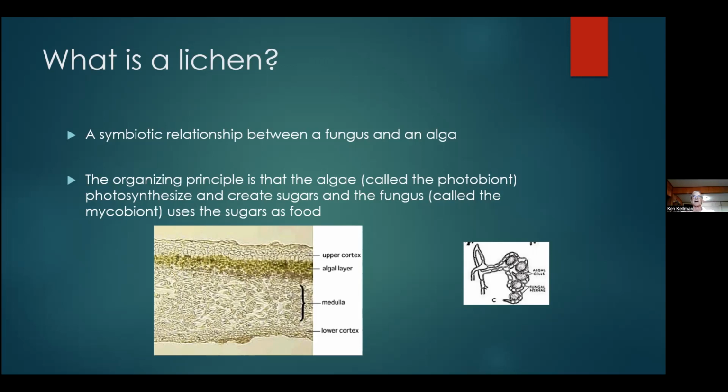They are a kingdom to themselves. They're not a plant, they're not an animal. They are more closely related to animals than they are to plants. They cannot produce their own food like plants can. And that's the first and most important thing you need to know about a fungus when it comes to lichens. So the idea with lichens is that the algae, which is called the photobiont, photosynthesize and they create sugars, and the fungus, which is called the mycobiont, uses the sugar as food.